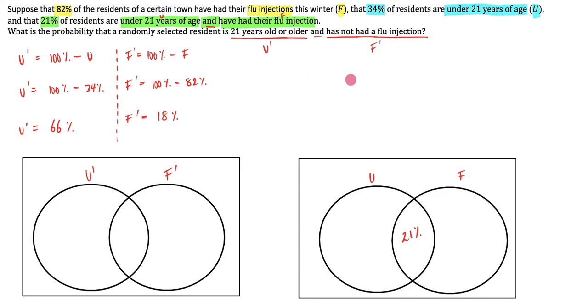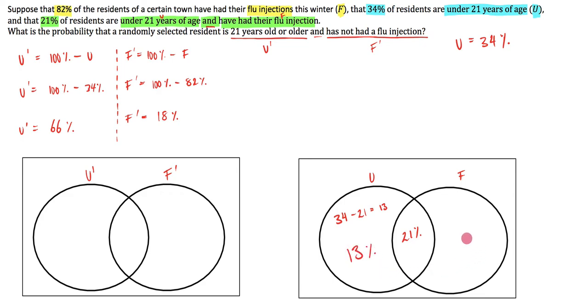All right, so we know that 21% is the intersection space, and we know that U equals 34%. Well, to find this space right here, it's simply going to be 34 minus 21, which is equal to 13. So this right here is going to be 13%.